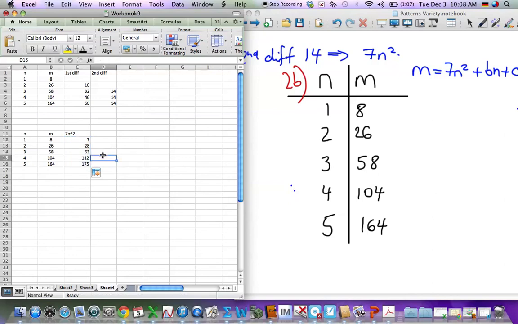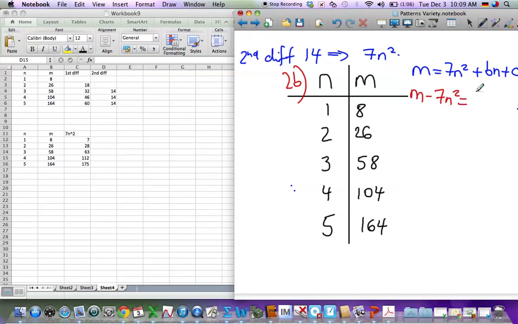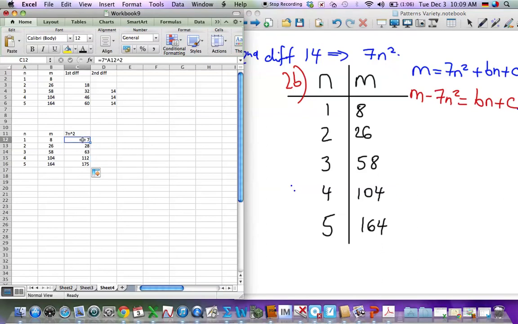Right. So what I'm going to do, if you think about it as a formula, is subtract 7n squared from both sides to see what the bn plus c part of the formula is. If you think of the terms in terms of the numbers, I'm going to remove these numbers from these to see what else is in the formula. I know 7n squared is part of the formula, but I need to know what else is in the formula. So I'm going to do m minus 7n squared.